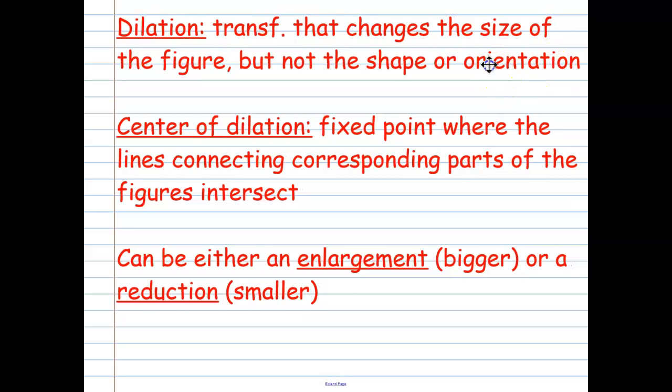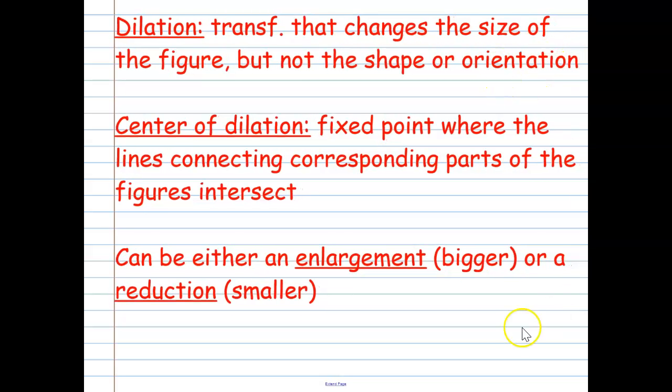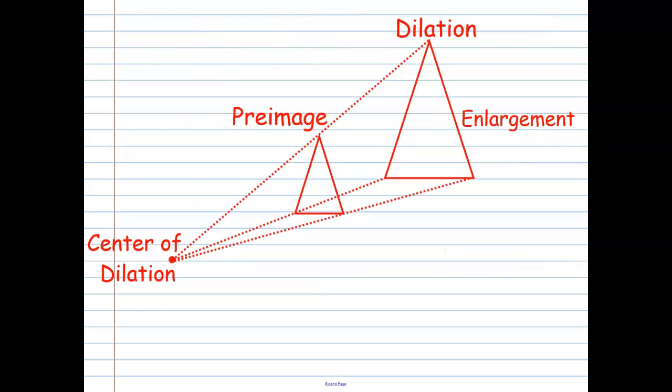Okay, so we got some vocab, so hit pause and copy all this into your notebook. All right, a dilation is a transformation that changes the size of the figure, but not the shape or the orientation. We're going to keep the orientation the same. The center of dilation is like that vanishing point where the corresponding parts, if we drew imaginary lines, that's where we'd see those lines intersect. And they can be an enlargement, getting bigger, or a reduction, getting smaller. Go ahead and hit pause and copy this into your notes.